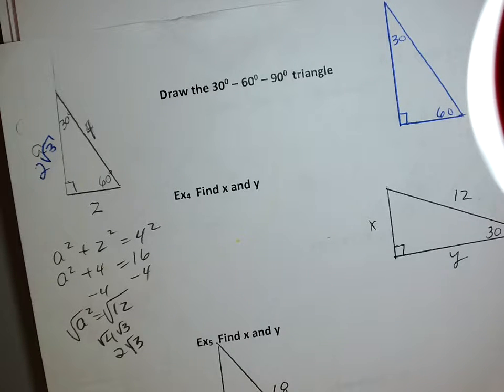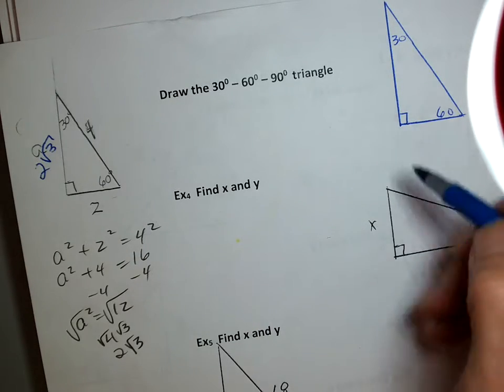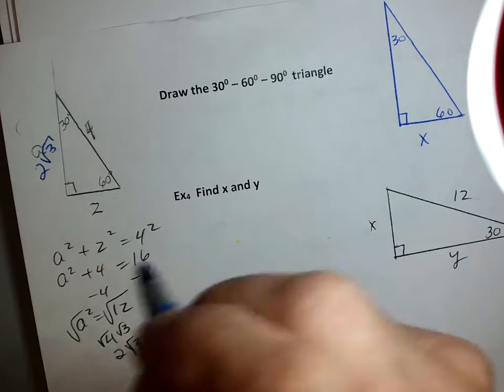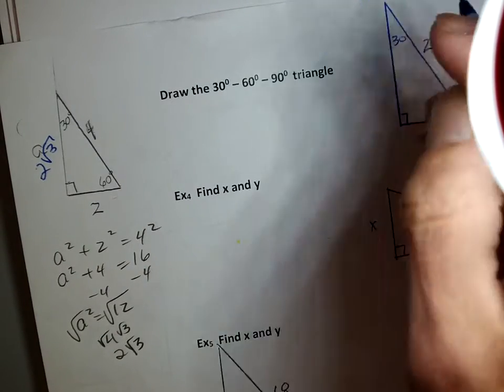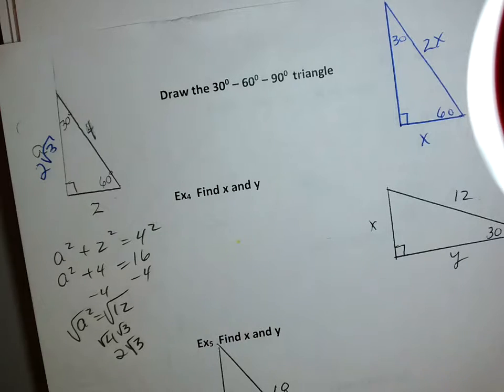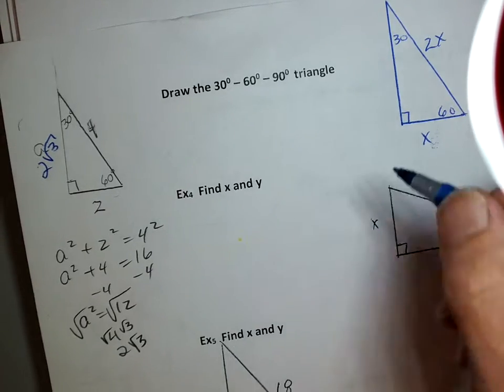Now, this only works on a 30, 60, 90 triangle. Only on this triangle does this work, where the hypotenuse is twice as big as the shorter leg. Always. If it's a 30, 60, 90 triangle, the hypotenuse is always twice as big as the shorter leg. But the longer leg is whatever this number is, times the square root of 3.